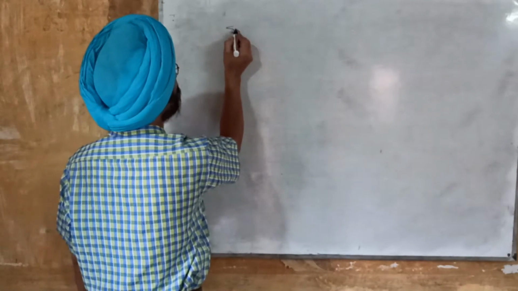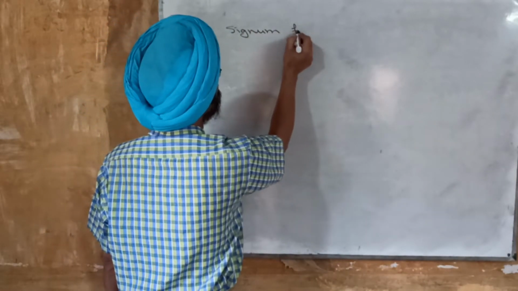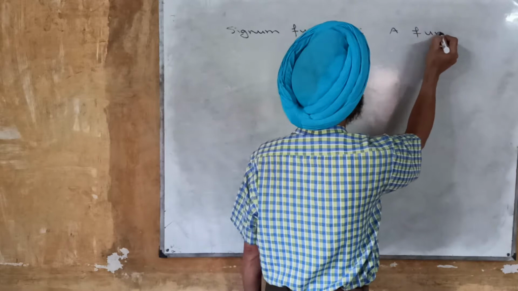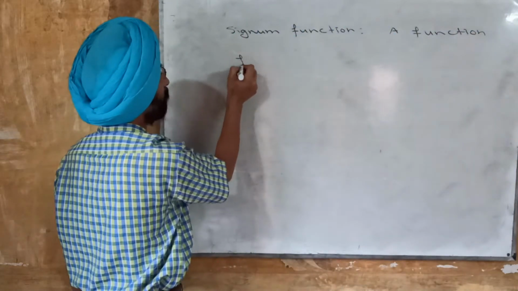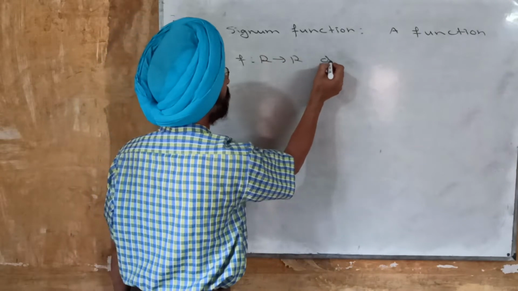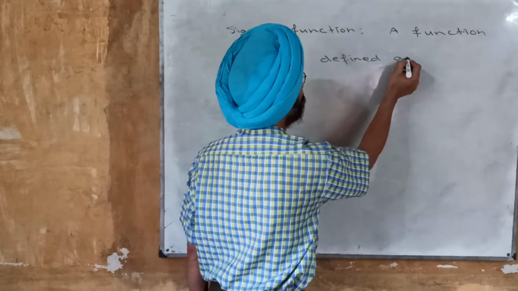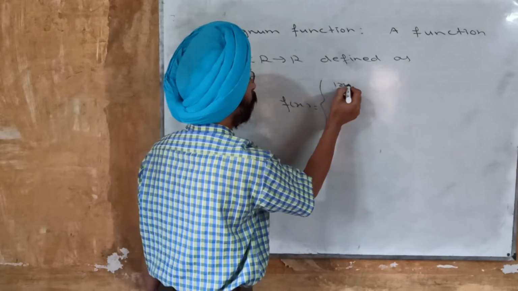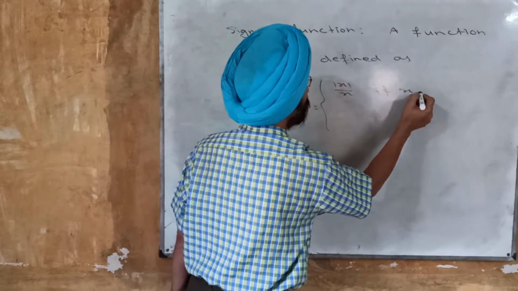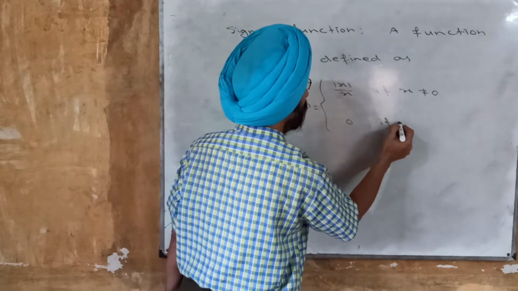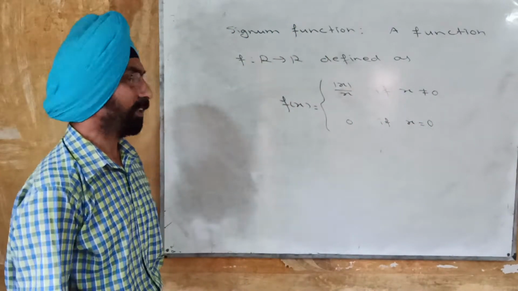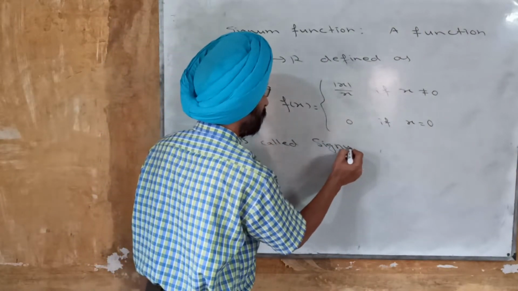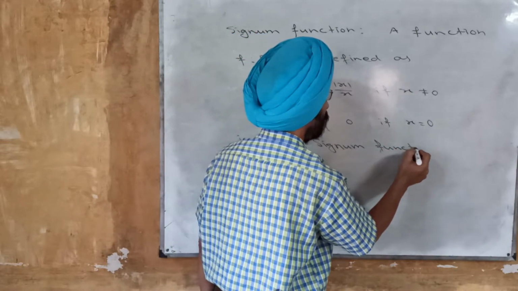Then we move next on to the definition of the signum function. The signum function is very much dependent upon the absolute value function. So let us define it as a function f from R to R defined as f(x) is equal to mod x upon x if x is not 0, and 0 if x is equal to 0. This function is called the signum function.